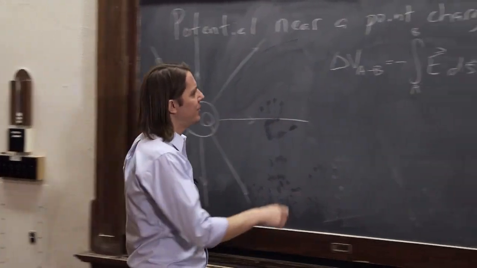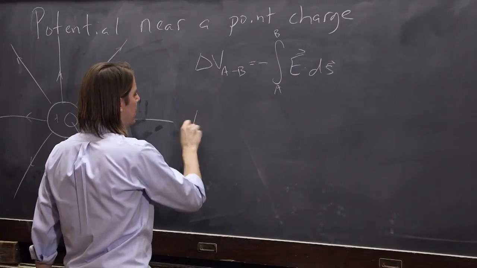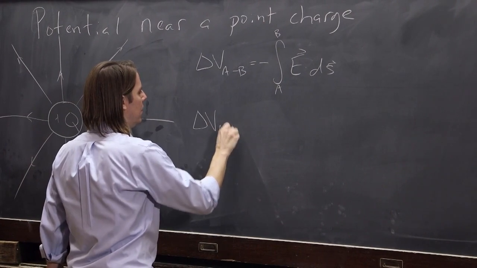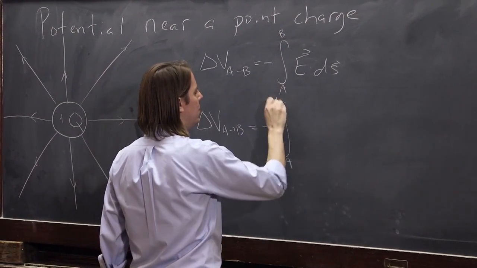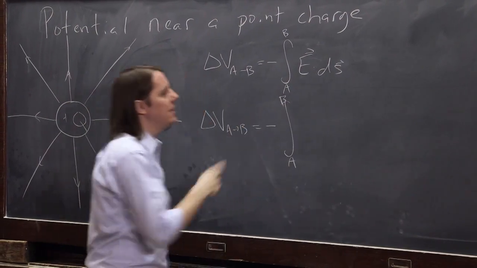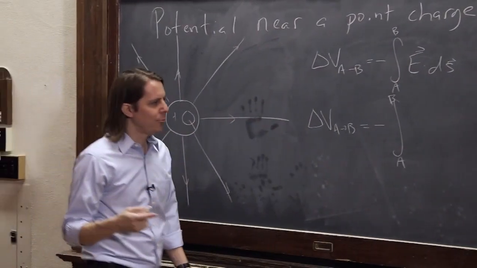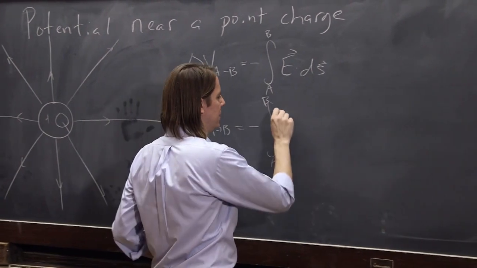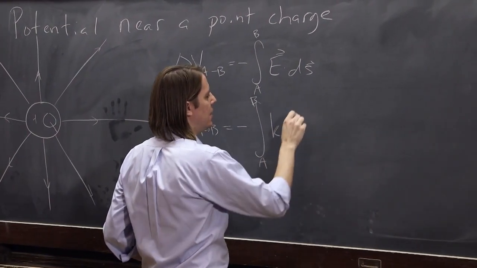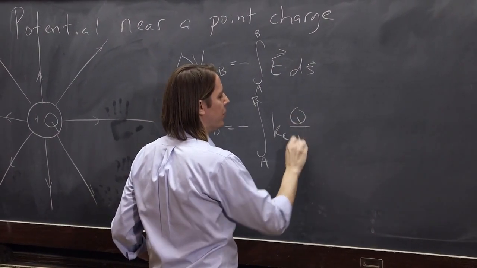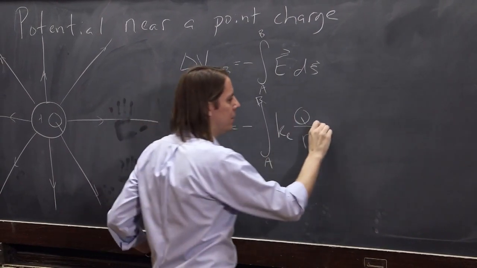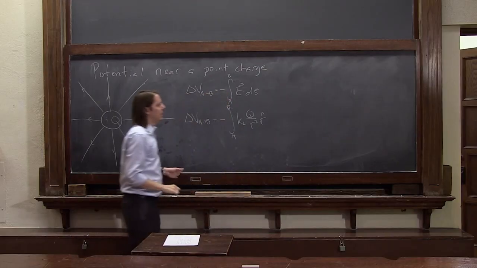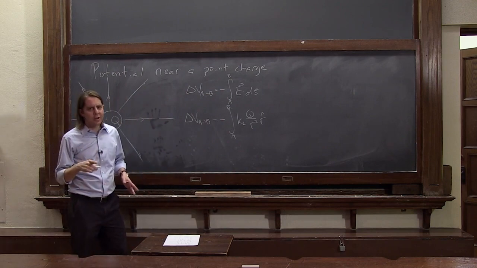Okay? So let's see. Delta V, the change in potential from A to B, would be equal to minus the integral from A to B of E. Well, E for a point charge, or for a sphere of charge, is K_E times the charge over the radius squared times what? What makes it a vector? R hat. And it's that R hat that is dotted with ds.